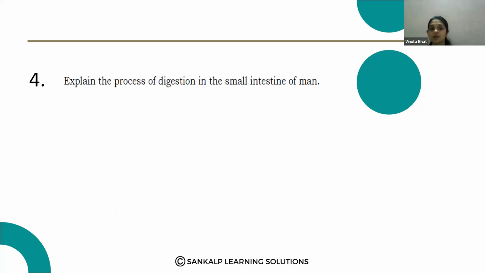Explain the process of digestion in the small intestine of a man. Okay, so the complete digestion of the carbohydrates, fats, and the proteins takes place in the small intestine.